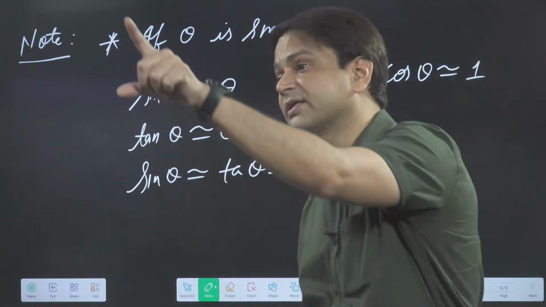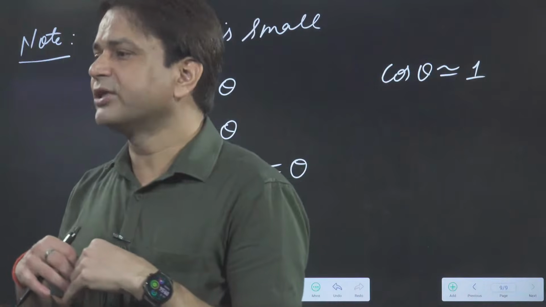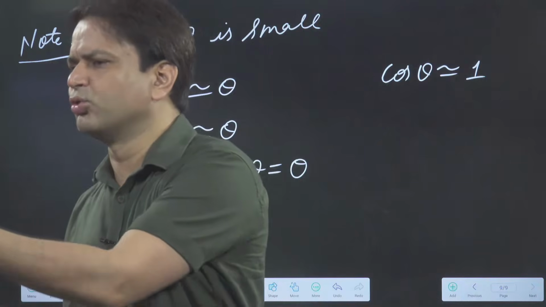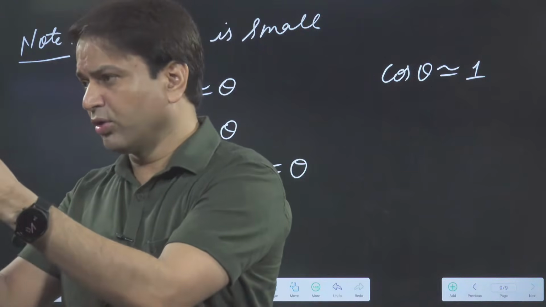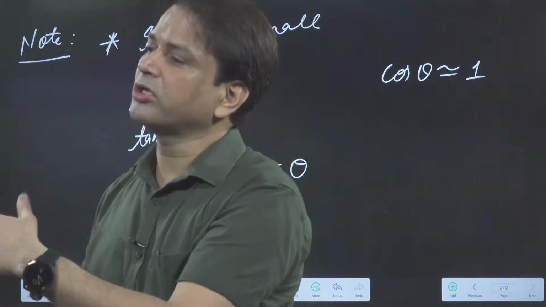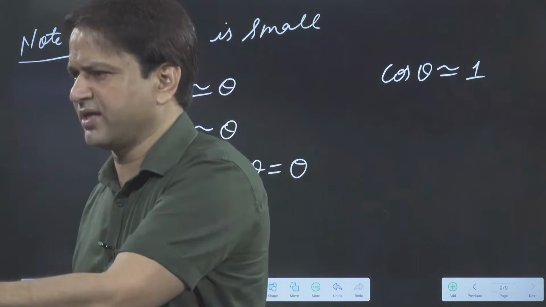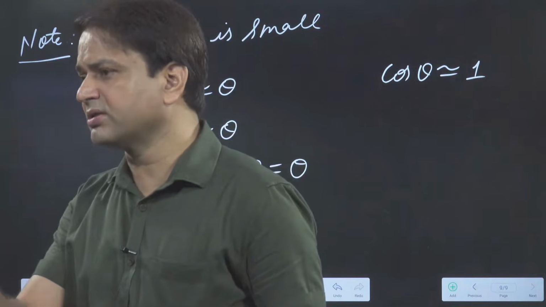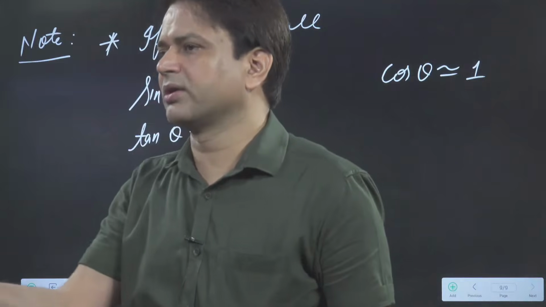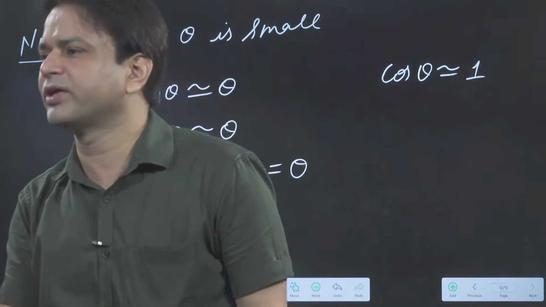But when theta is small, we know that cos 0 is 1. Suppose I am saying theta is small, 2 degree, 3 degree, 4 degree. The value will be very close to 0 degree, and cos 0 degree is 1. So when theta is very small, cos theta we can write as 1. Like for 2 degree, 3 degree, it will be very close to 0, maybe 0.95, 0.96, and that value we can take as 1.